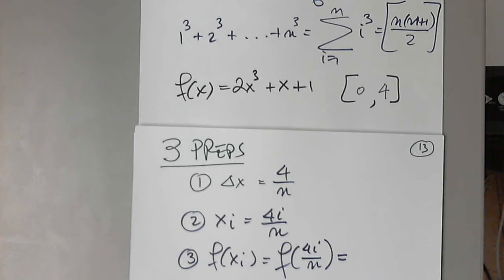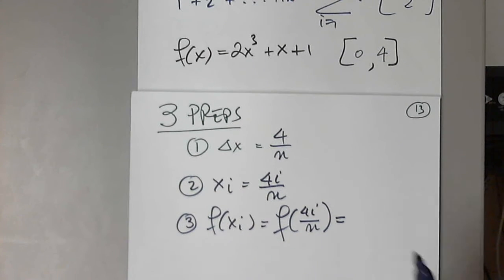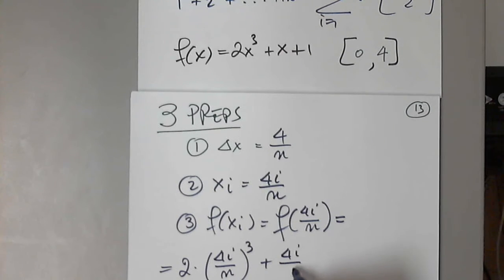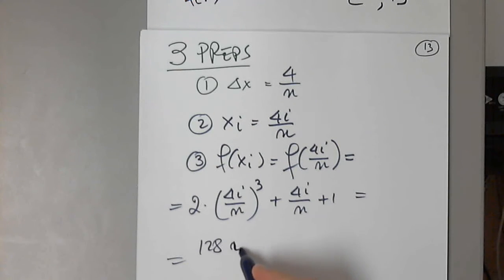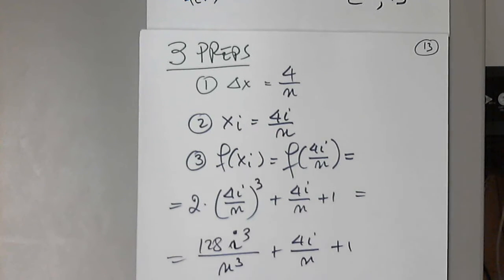How do I determine f of 4i over n? Exactly. Plug it in. Indeed. So this will be 2 times 4i over n to the third plus 4i over n plus 1. Okay, 4 to the third is 64. 64 times 2, 128. So 128 i cubed over n cubed plus 4i over n plus 1.